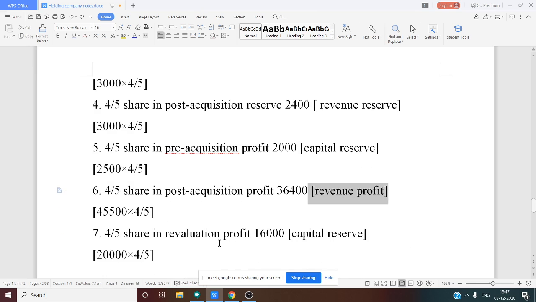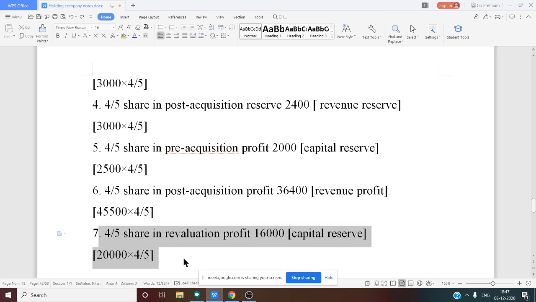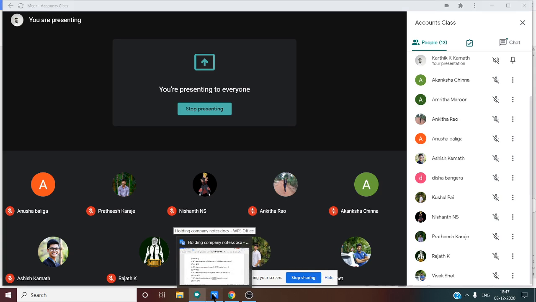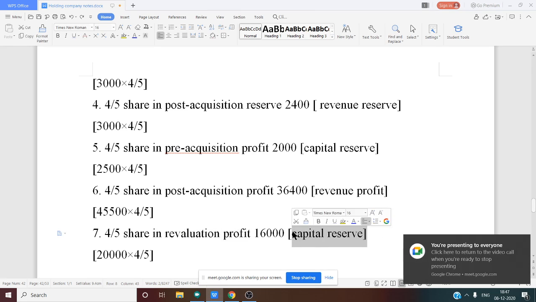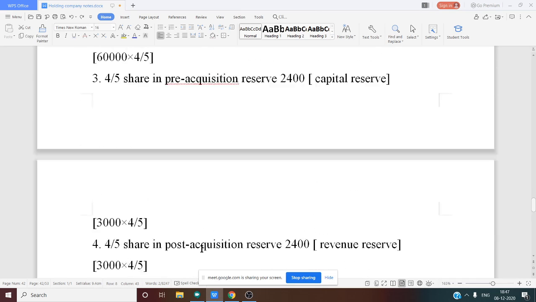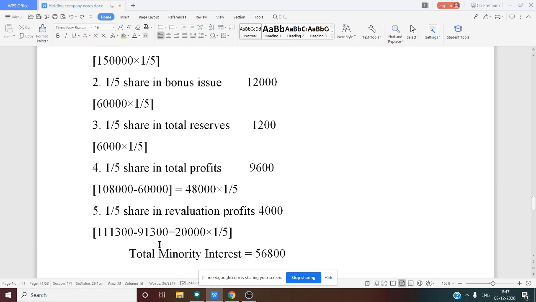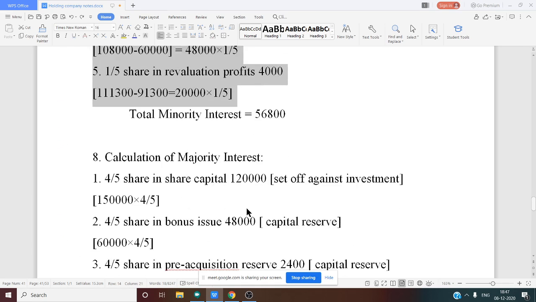Now seventh one. Seventh point under eighth working note, revaluation profit is also there. So revaluation profit, plant and machinery 20,000 increasing. So 20,000 into 4 by 5, 16,000. What we have to do? This revaluation profit is equal to capital profit, so capital profit is equal to capital reserve. So in front of that you have to write capital reserve. That is point number 7. So under majority there are 7 points. Very very important. Under minority there are 5 points in this particular problem.